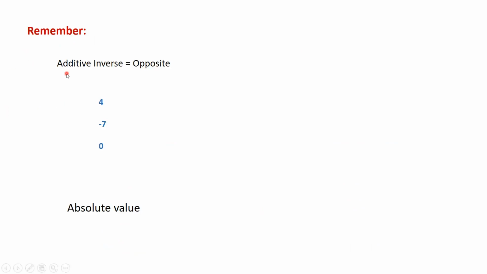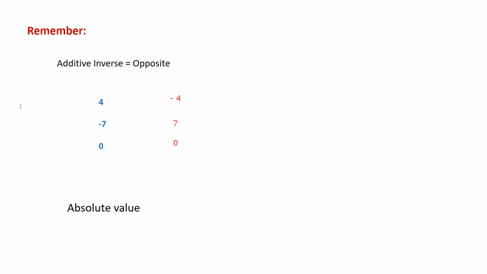Again, some important remarks. Remember, the meaning of additive inverse, it's like the opposite of the number. So what is the opposite of 4? I'm going to put the same number, but I will make the opposite of the sign. So 4 here is positive. I'm going to put it as a negative. So the additive inverse of 4 is -4. What about -7? The additive inverse of it will be 7. And the additive inverse of 0 is 0 because we don't have a number called -0.